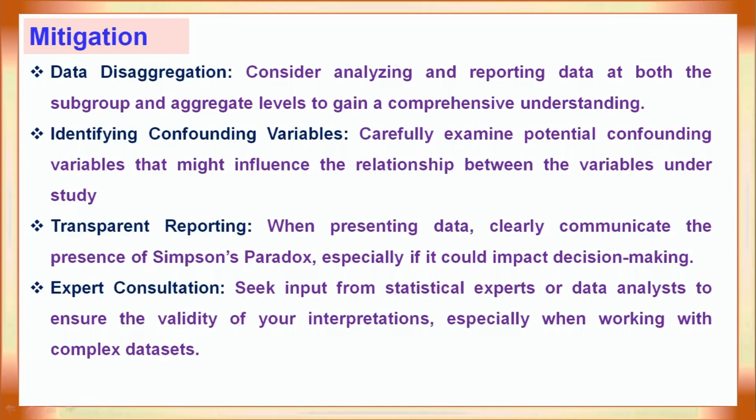In that case you have to analyze and report the data differently at the subgroup level and the aggregate level. Secondly, you have to be very careful about the possible operation of extraneous or confounding variables, which is another cause of Simpson's paradox. Then, transparent reporting: when presenting data you have to clearly communicate the presence of Simpson's paradox, because if you do not mention it, it may affect decision making without people knowing.